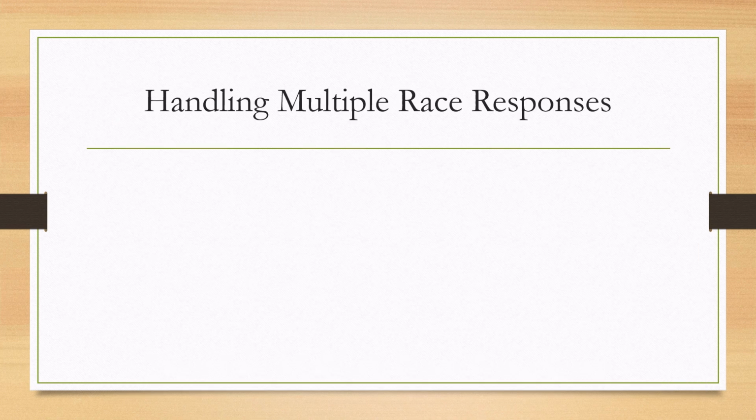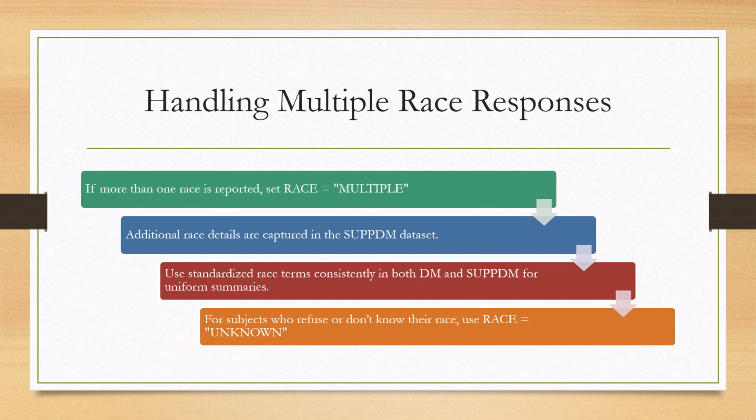Let's talk about how multiple race responses should be handled in the SDTM demographic domain and the supplemental qualifier dataset, that is the SUPPDM. When a subject reports more than one race, the race variable in DM should be set to MULTIPLE. This signals that multiple races were collected. However, DM only stores a single race value, so the additional race information needs to be included in the SUPPDM, which allows for multiple rows per subject and can capture all extra details.